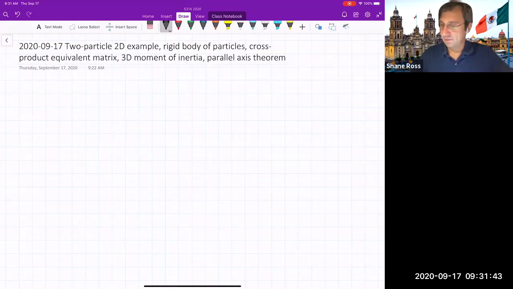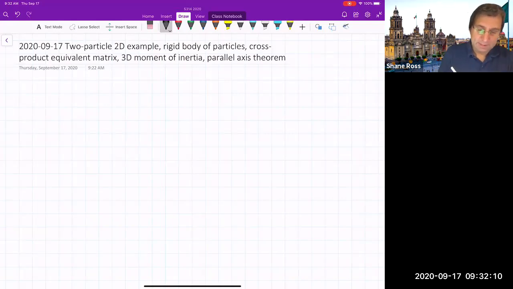We last time talked about multi-particle systems and energy and angular momentum, and looked at a 1D example of a two-particle system. Right now, we'll look at a two-particle 2D example system. So here we go.